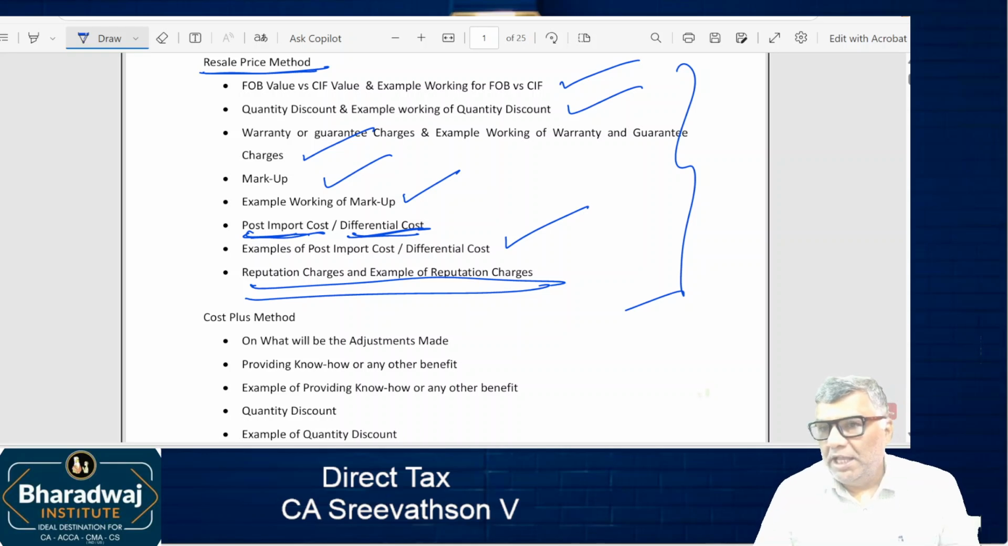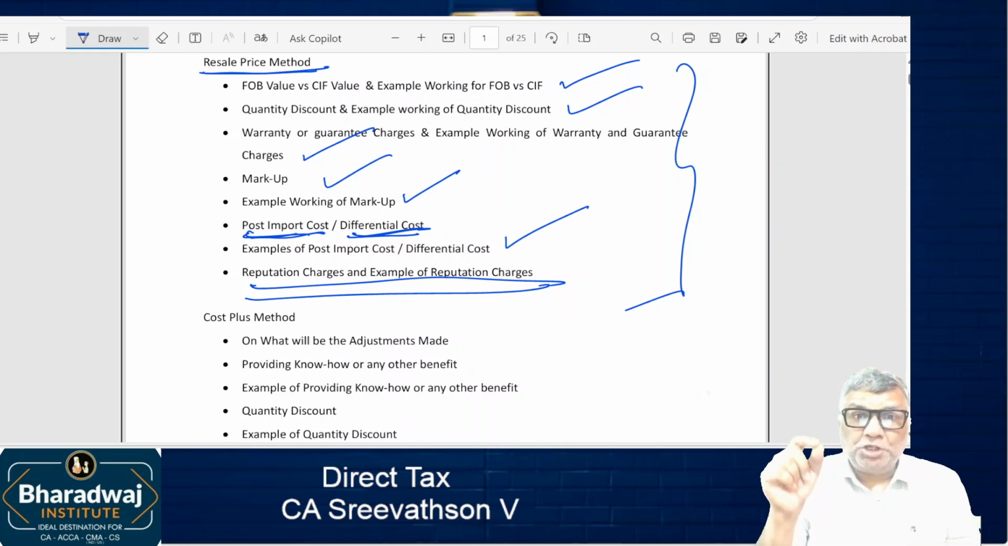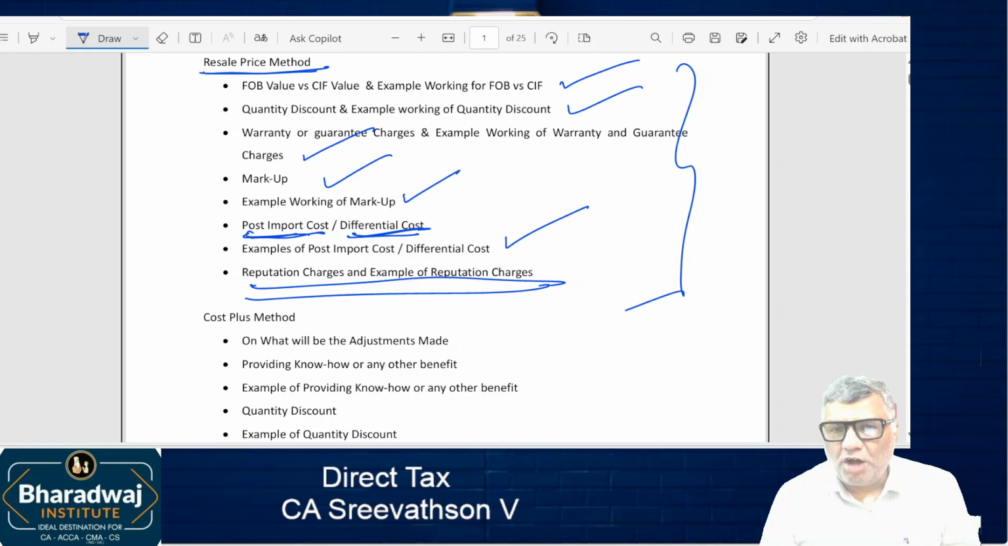Less reputation cost of AE goods, if AE goods are more reputed. I'm not saying all this will come, but this is what it is. Reputation cost of AE goods.